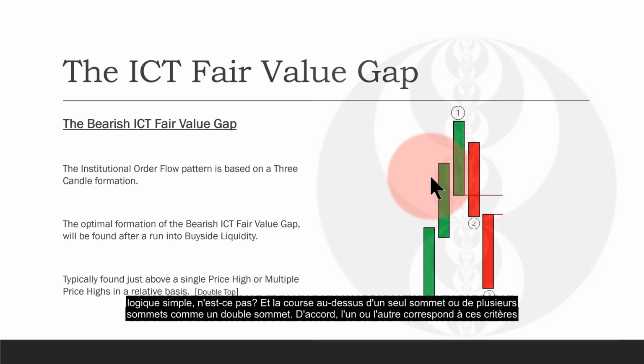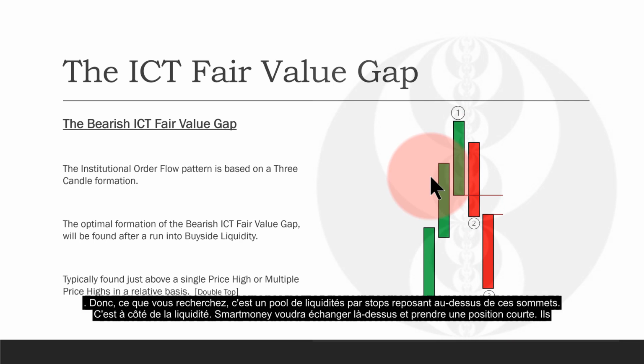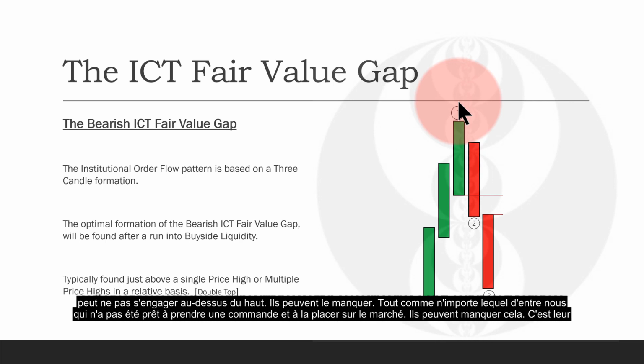Either one of those fits this criteria. So what you're looking for is a pool of liquidity of buy stops resting above these highs, that's buy side liquidity. Smart money will want to trade up into that and go short. They may not be engaging above the high. They may miss it, just like any one of us that haven't been ready to take an order and place it in the marketplace. They may miss that.